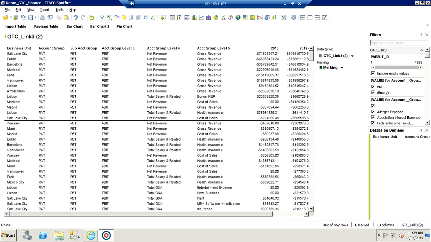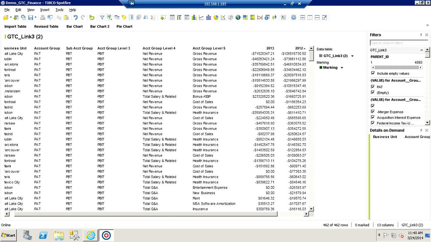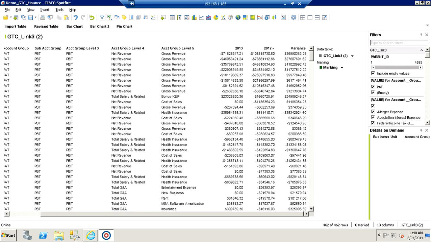We see here we have our IBM Cognos report content imported into Spotfire as a list without its report formatting. We have our various business units, our chart of accounts, with account levels, which have been named account group, sub-account group, account level 3, level 4, and level 5. 2 years worth of figures for 2012 and 2013, and the variance year over year.